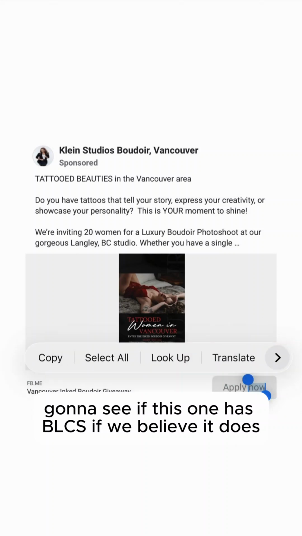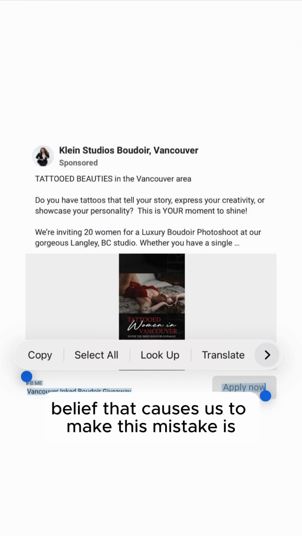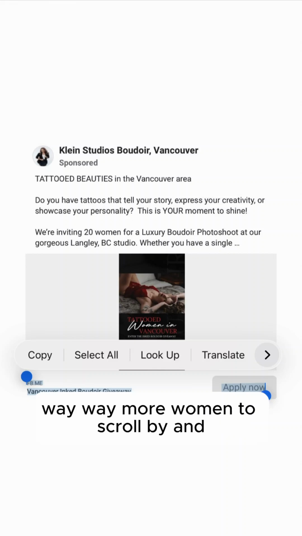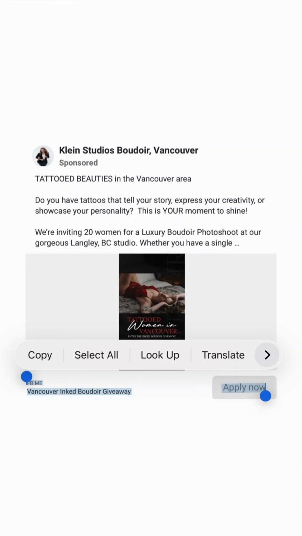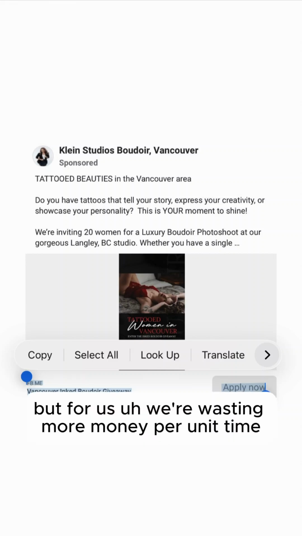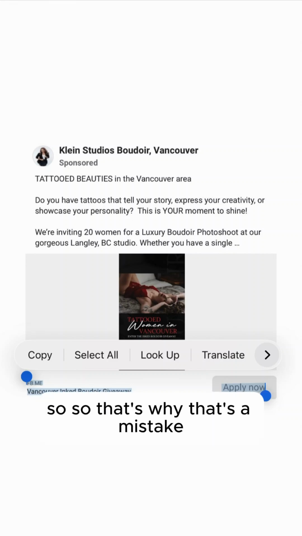So now we're coming here. We're gonna see if this one has BLCS, or if we believe it does. So we got the below creative cluster mistake here. The false belief that caused us to make this mistake is that we believe we should follow what Facebook tells us to fill out. The consequence is it causes way, way, way more women to scroll by our ad and not actually click, so our ad never gets into their brain. But Facebook likes that because it can serve more ads per unit time. But for us, we're wasting more money per unit time. So that's why that's a mistake.